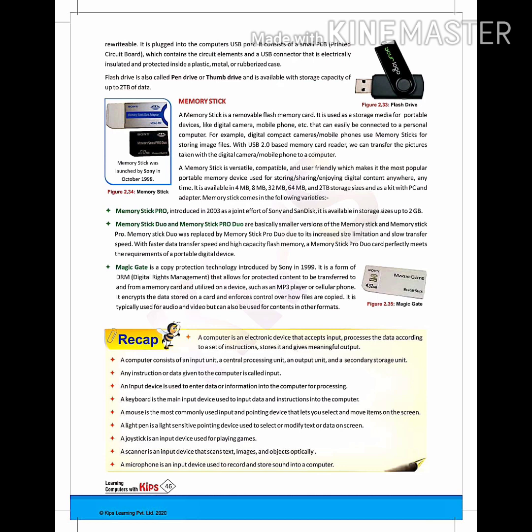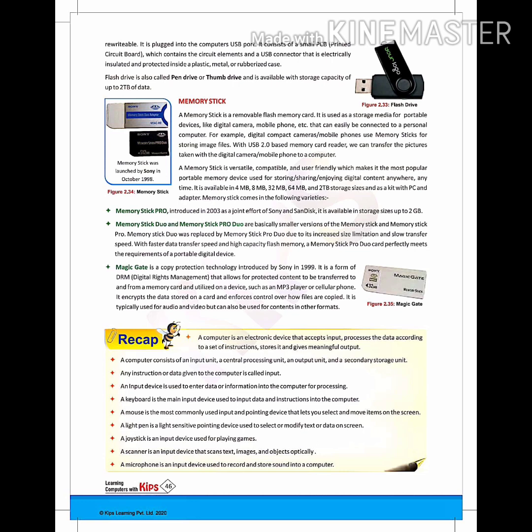Memory stick. A memory stick is a removable flash memory card. It is used as a storage media for portable devices like digital cameras, mobile phones, etc. A memory stick is a memory card that we are using in our mobile phones, in cameras and in so many devices.